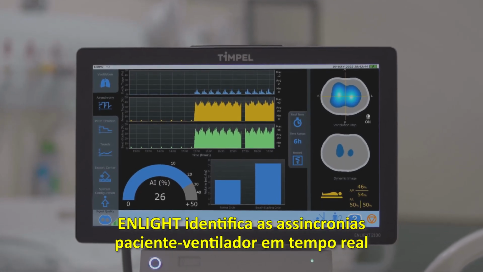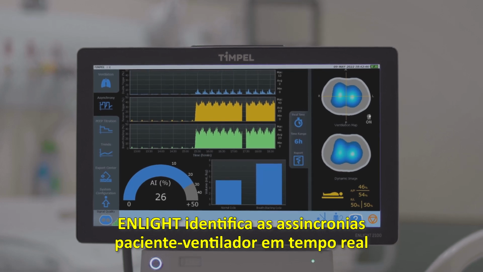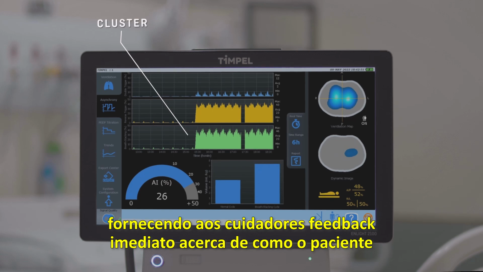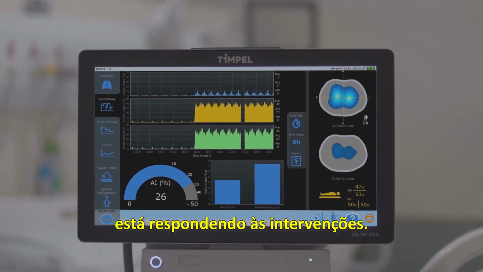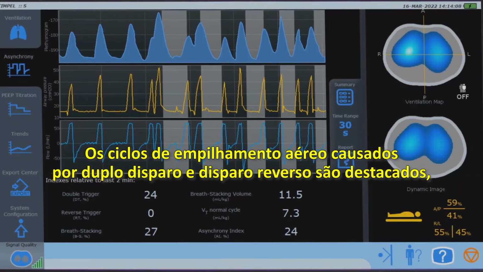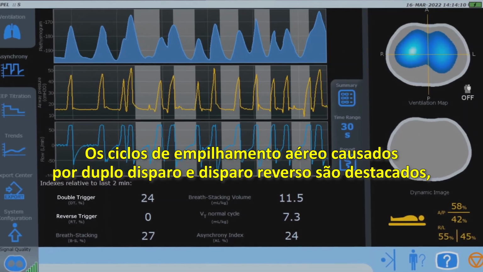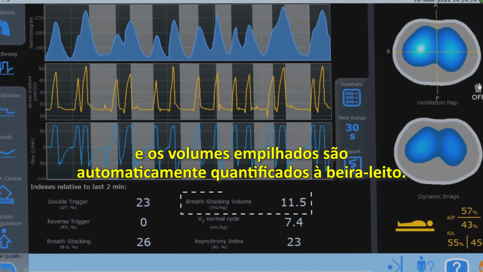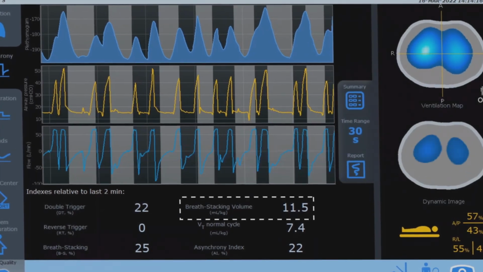Enlight identifies patient ventilator asynchronies in real time and tracks the occurrence of clusters, giving caregivers immediate feedback of how the patient is responding to the interventions. Breath stack cycles caused by double and reverse triggers are highlighted, and stacked volumes are quantified automatically at the bedside.